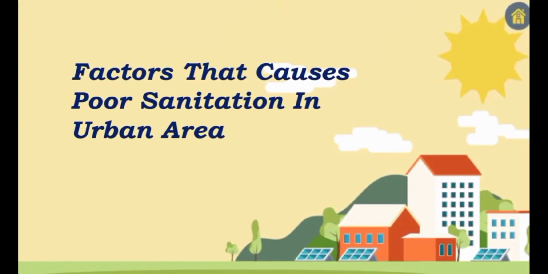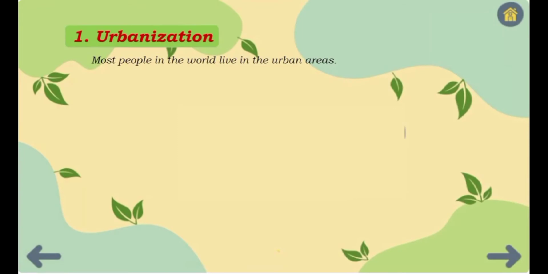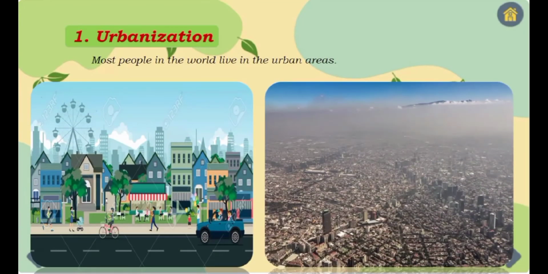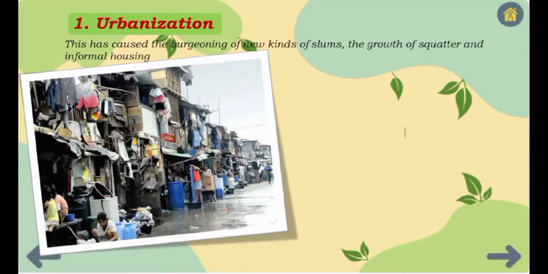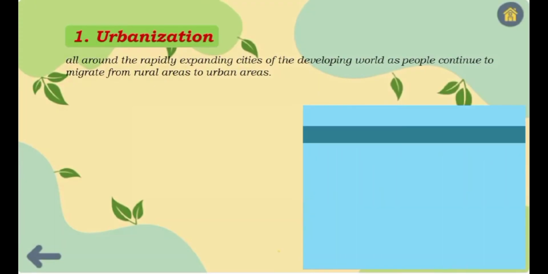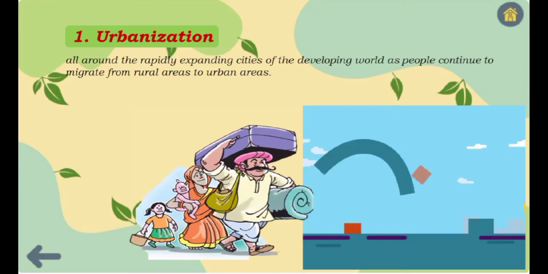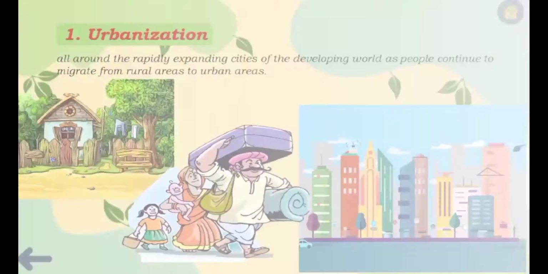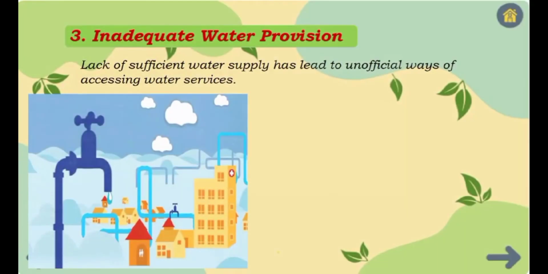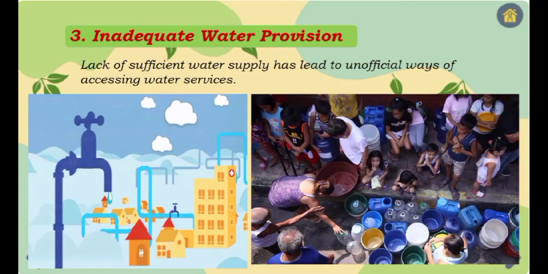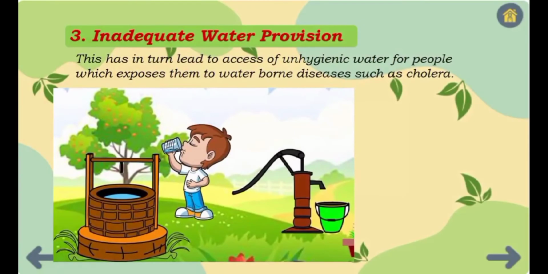Some examples of factors that cause poor sanitation in urban areas. Number 1. Urbanization. Most people in the world live in the urban areas. This has caused the burgeoning of new kinds of slums and growth of squalor and informal housing. All around the world, cities in the developing world are rapidly expanding as people continue to migrate from rural areas to urban areas. Number 2 is poverty. Number 3, inadequate water provision. Lack of sufficient water supply has led to inefficient ways of accessing water services. This has in turn led to unhygienic water for people, which exposes them to waterborne diseases such as cholera.